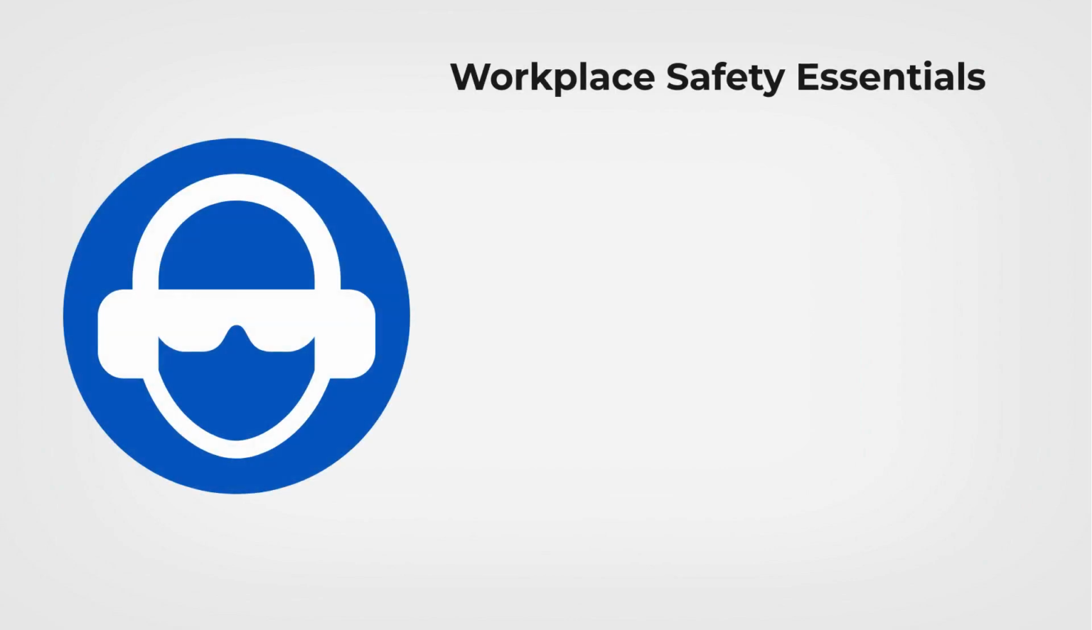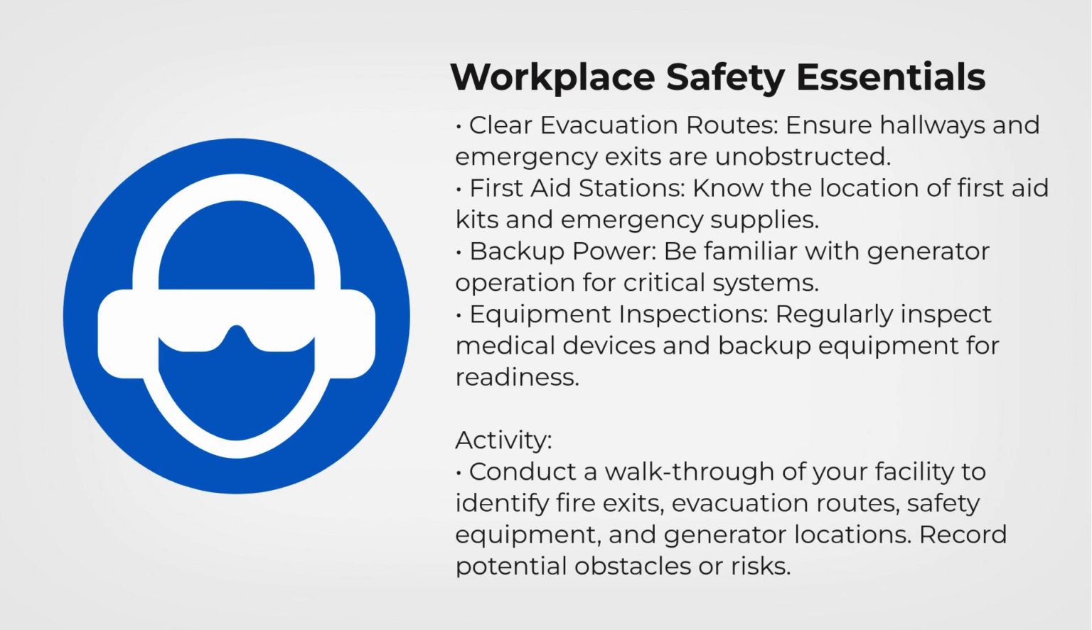Workplace safety essentials. Clear evacuation routes: ensure hallways and emergency exits are unobstructed. First aid stations: know the location of first aid kits and emergency supplies. Backup power: be familiar with generator operation for critical systems. Equipment inspections: regularly inspect medical devices and backup equipment for readiness.